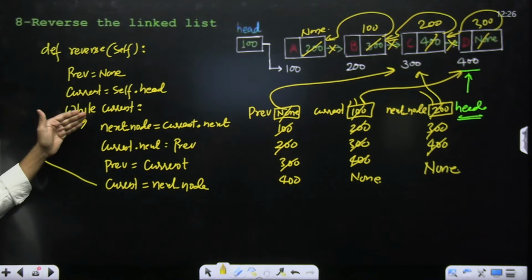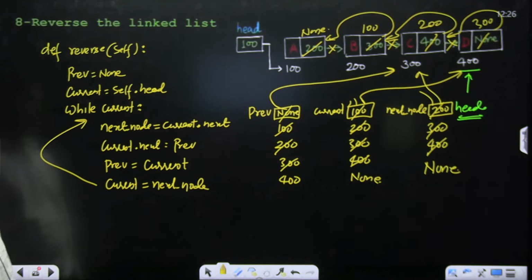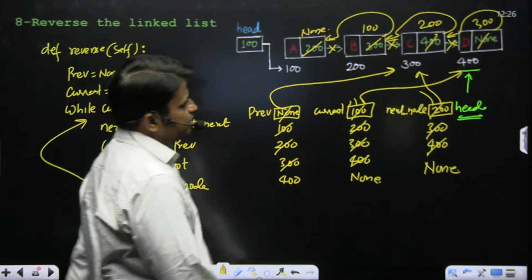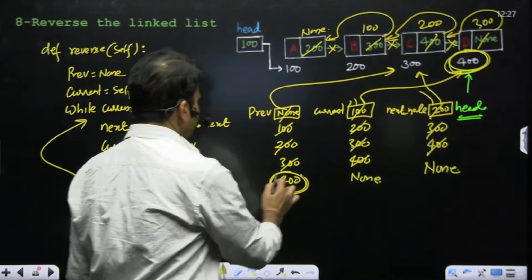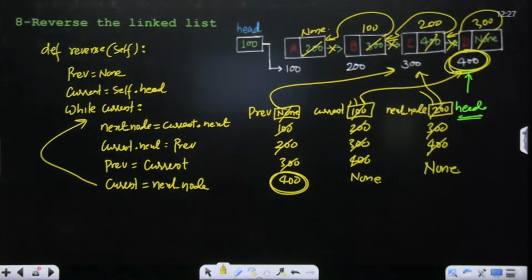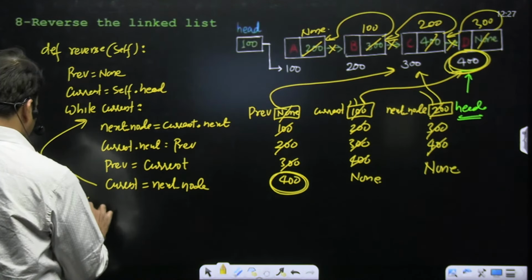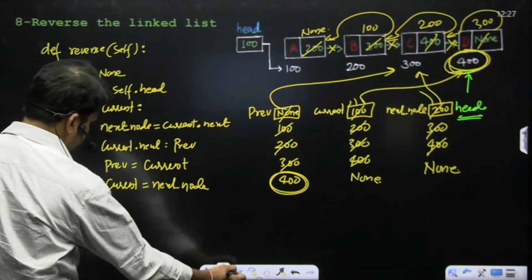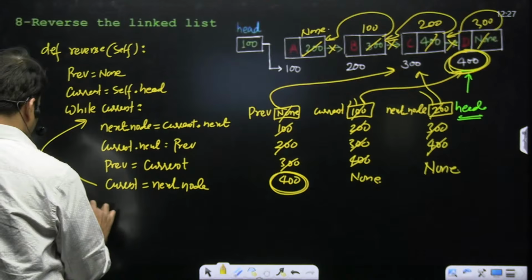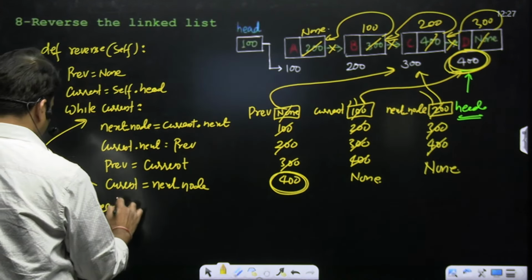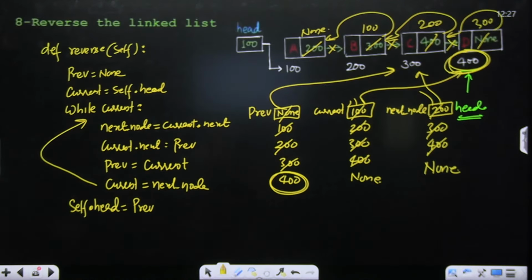Current is None. Condition false. You exit from here. Now self dot head equals what? What should come in self dot head, children? The address of this node. Who is pointing to this node, student? Sir, the previous is pointing to this node. So self dot head equals previous.